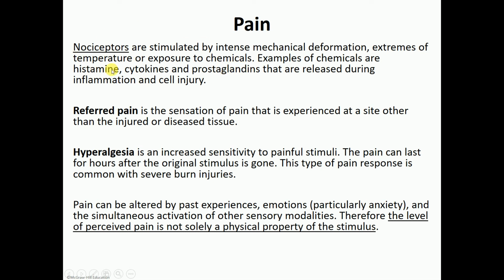Now, referred pain is where there's an injury to one part of the body, but you feel the pain in another part of the body. Okay, and that we're going to go into detail in the next slide, so I'm going to leave it for now.